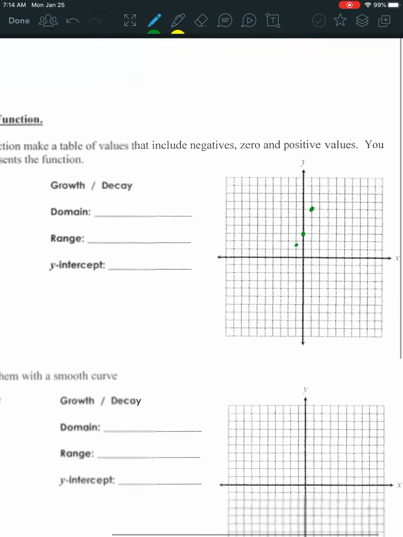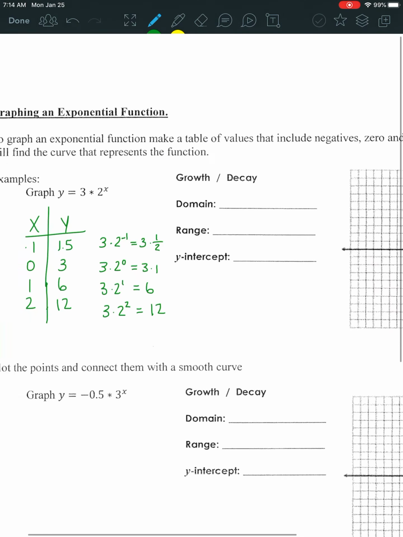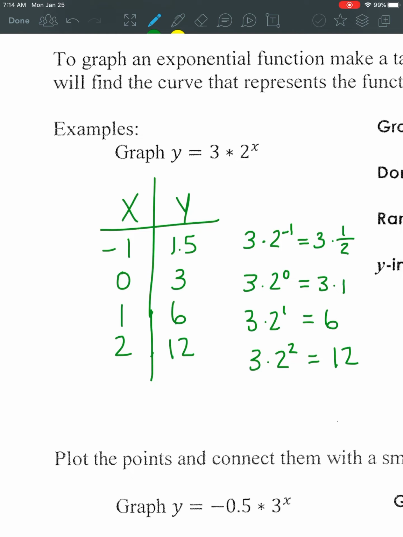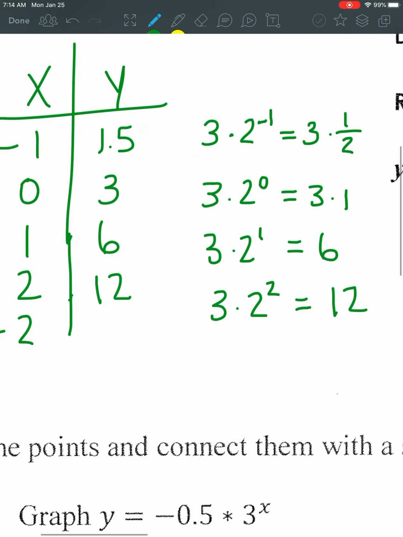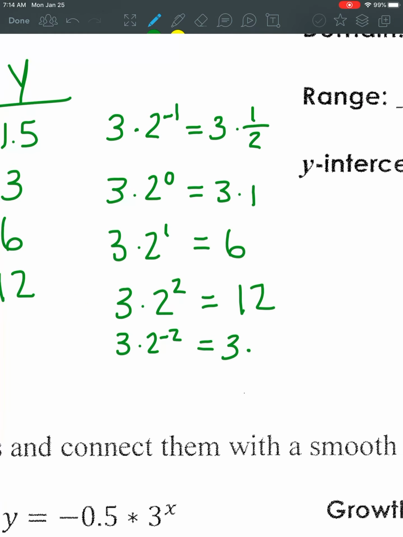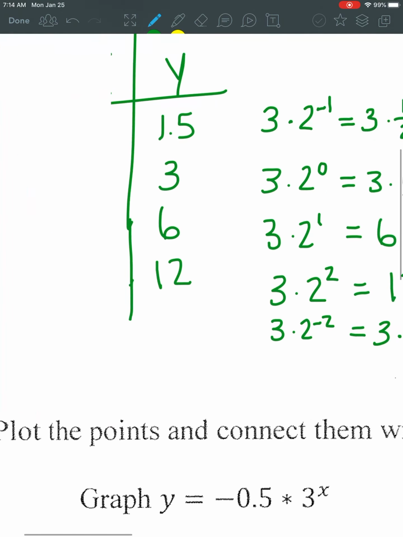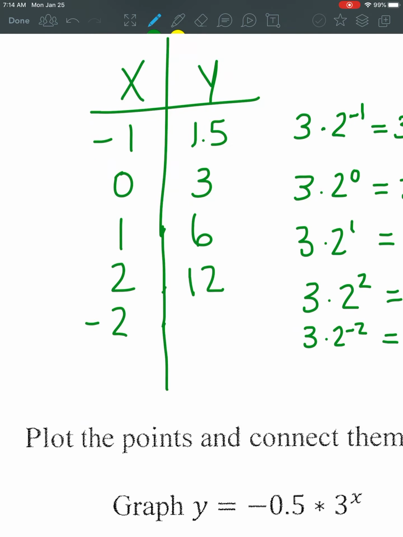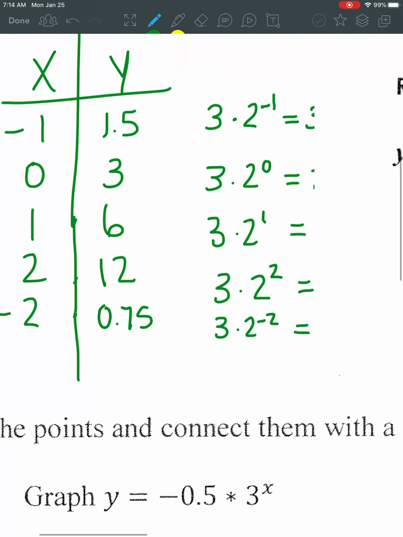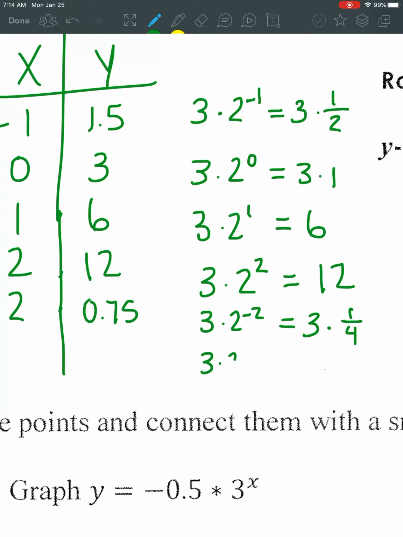So we won't be able to plot that next one at 2, 12 because we'd fall off the graph. It may help to have another negative value though, or maybe another couple negative values. So I'm going to keep going with the negative. So this would be 3 times 1 over 4, 2 squared. So 3 times 1/4 is 3/4, or 0.75, same thing.